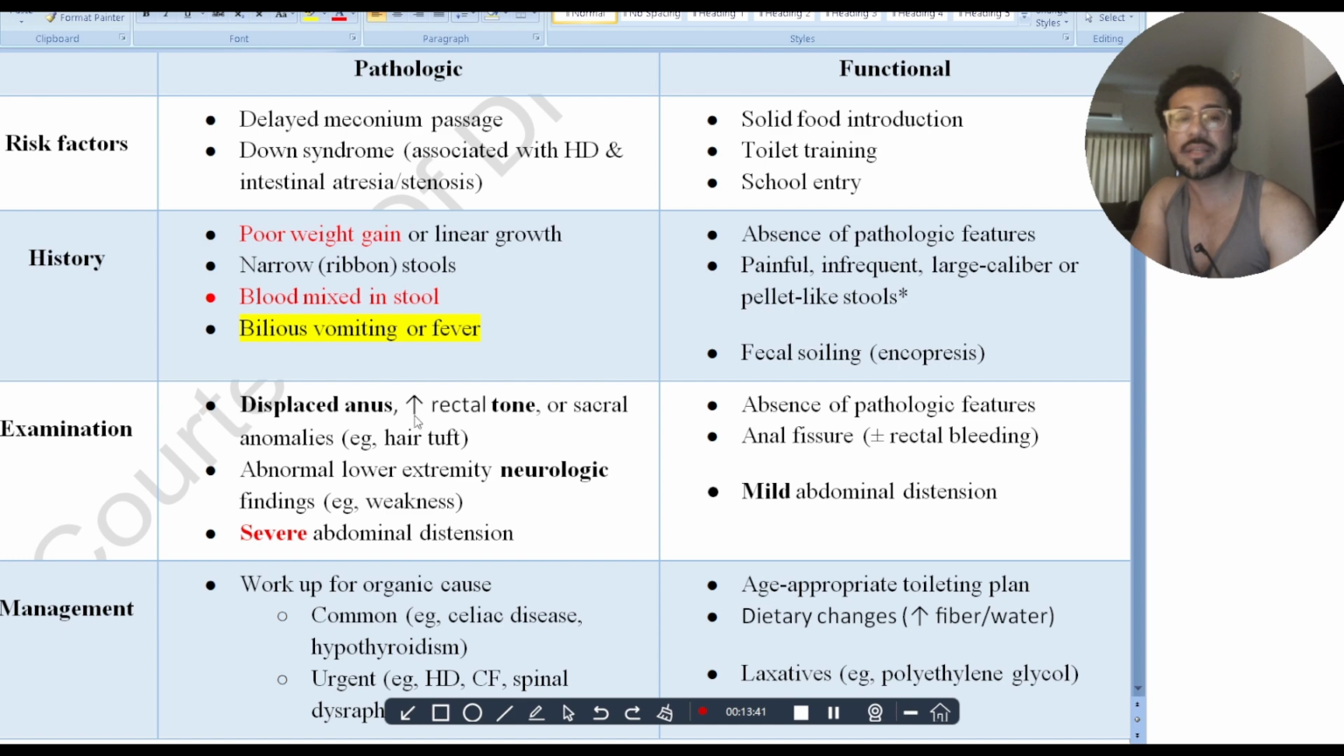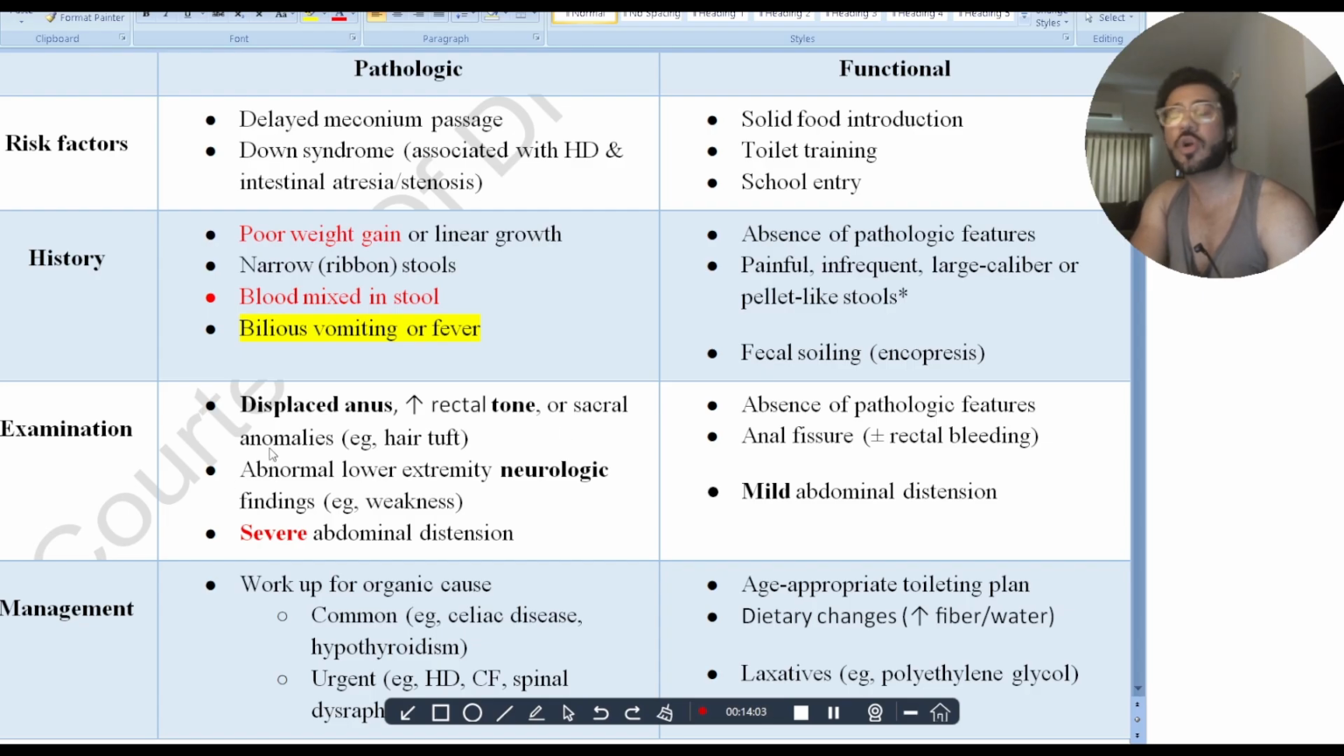So this is the reason that the distal part of the colon, the rectum and the anal sphincter, is contracted. On digital rectal exam, you're going to notice increased rectal tone despite the fact that the patient may have stool in the proximal part of the colon.